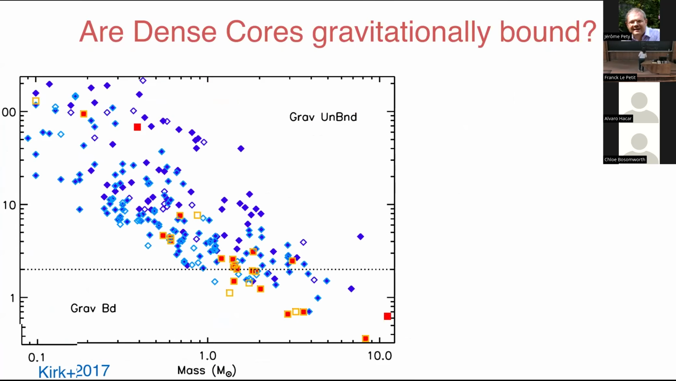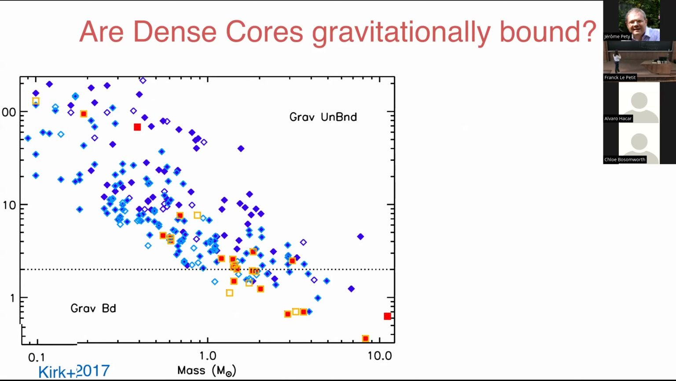And this is the virial parameter. So basically, if you are below this dotted line, you are bound by gravity. If you're above, you're not. Most of the objects are above this, which is a bit strange. And even some of these objects, the red ones, are protostellar. So even protostellar objects are very unbound, which is odd.